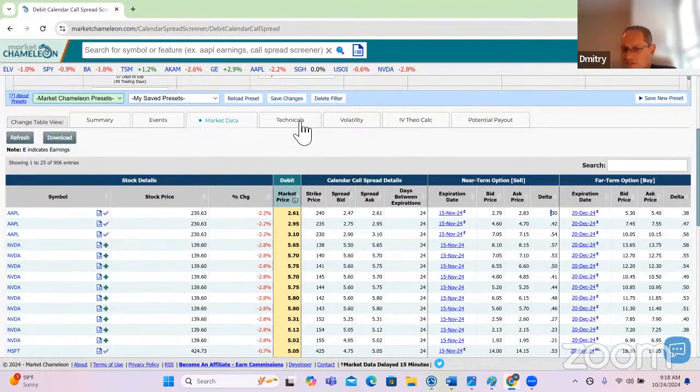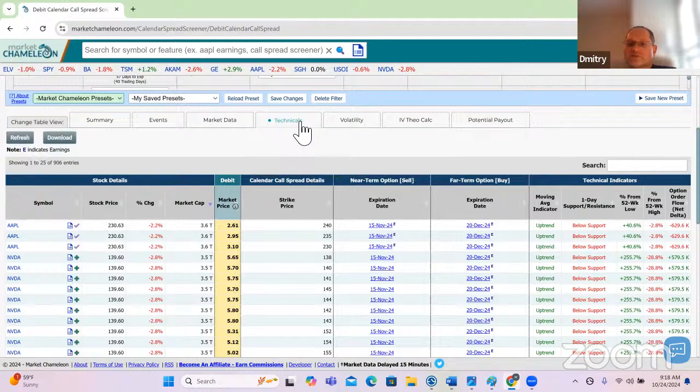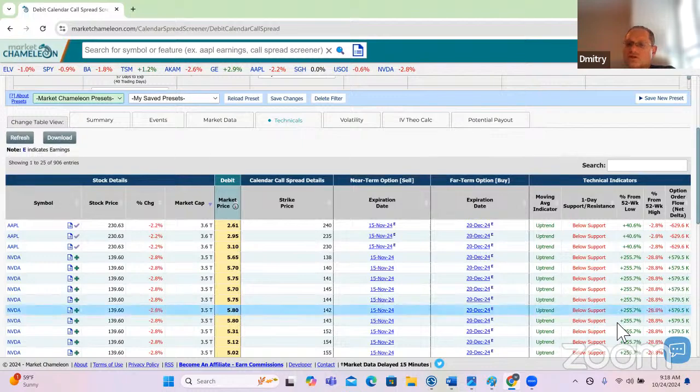Let's just do the next tab. Just go over the tabs here, just before we go to the analysis, just to understand the data available to us. And when we look at these technicals, it shows, yeah.